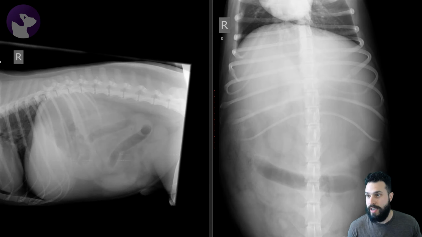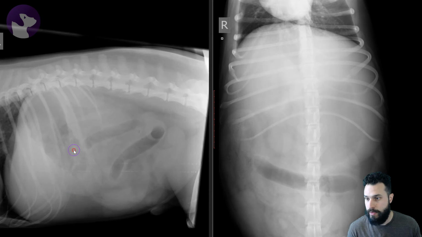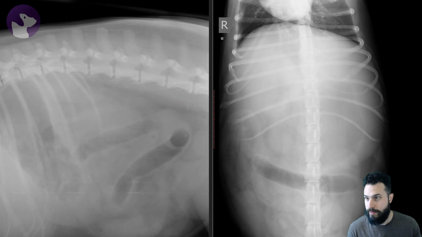This is a young dog, a 3-year-old spaniel cross, which is presenting to us for vomiting, and radiographs of the abdomen were taken. So let's see what we see.